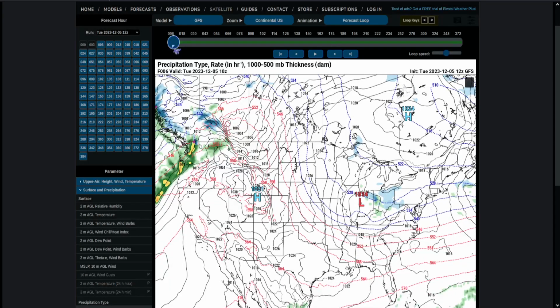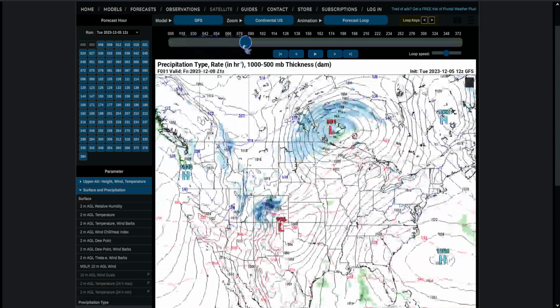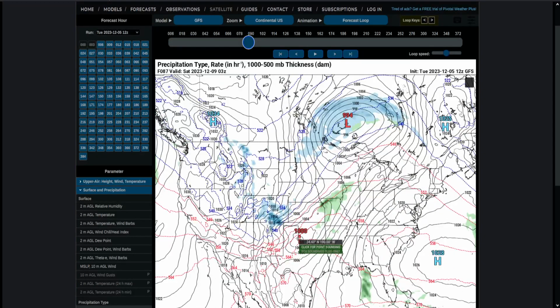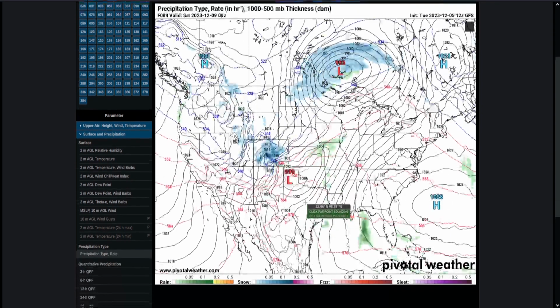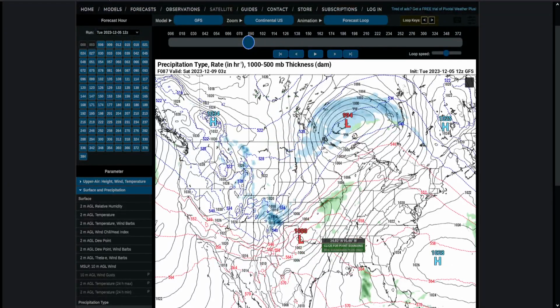If we go to the surface here, we can see the low pressure system, again associated with the trough in the upper levels, begin to show up right here. To put it into perspective, 1,000 millibars is generally normal. I think the average normal atmospheric pressure is 1,013 millibars. I could be wrong on that, but that's generally the idea. So it begins to form right there.